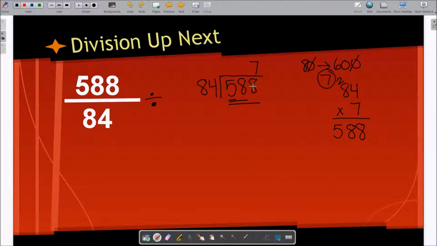So 7 goes up here. The 588 goes down here. I subtract. I get exactly 0. That means no remainder. And I have no other numbers to bring down. Sorry, my handwriting's getting a little sloppy here. I have no other numbers to bring down, so I am officially done with the problem. Let's try another one.